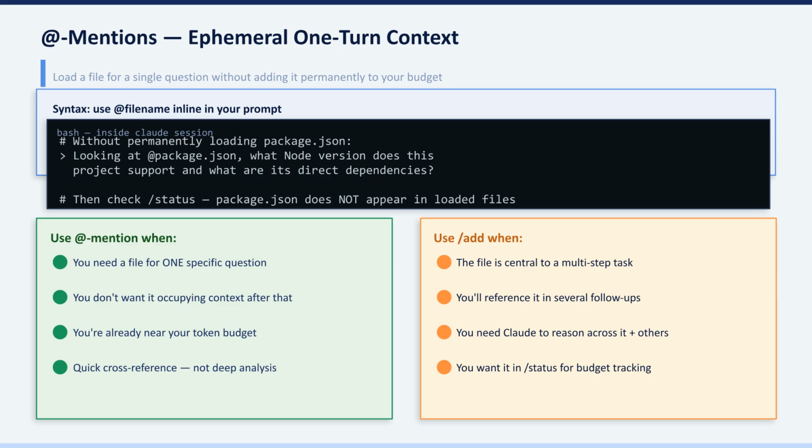The @mention is for ephemeral one-turn context. Use it to load a file like package.json for a single question without permanently adding it to your session's token budget. Use /add when a file is central to a multi-step task, will be referenced repeatedly, or when you need it in your /status readout for tracking.